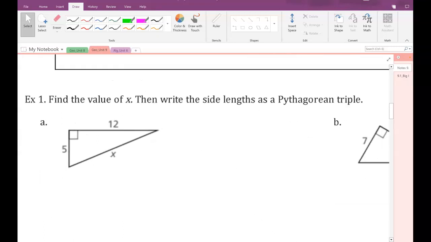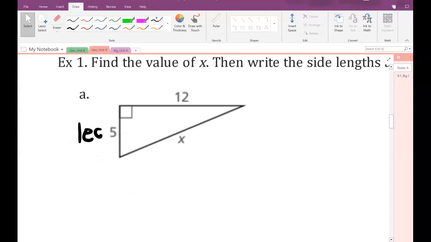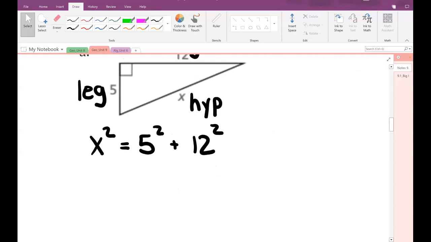If we're trying to find the value of x, then we're going to write the side lengths as a Pythagorean triple. And I'll tell you what that means when we get there. Using our theorem, we know that these two shorter sides are legs of our triangle, and this larger side is our hypotenuse. So we can say x squared is equal to 5 squared plus 12 squared. And then we can simplify and then add.